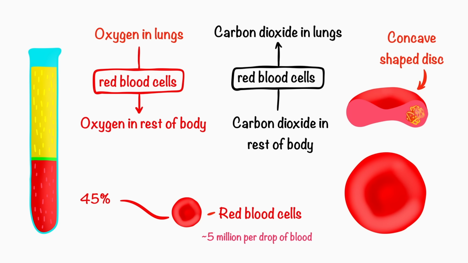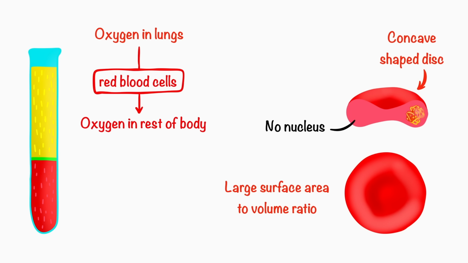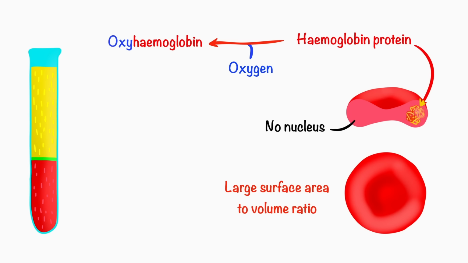They have a distinctive biconcave disc shape, like a donut with a thin center instead of a hole. This unique shape provides a large surface area relative to volume, allowing for efficient gas exchange. Unlike most cells in your body, red blood cells have no nucleus. This allows more space for hemoglobin, the iron-containing protein that binds to oxygen.